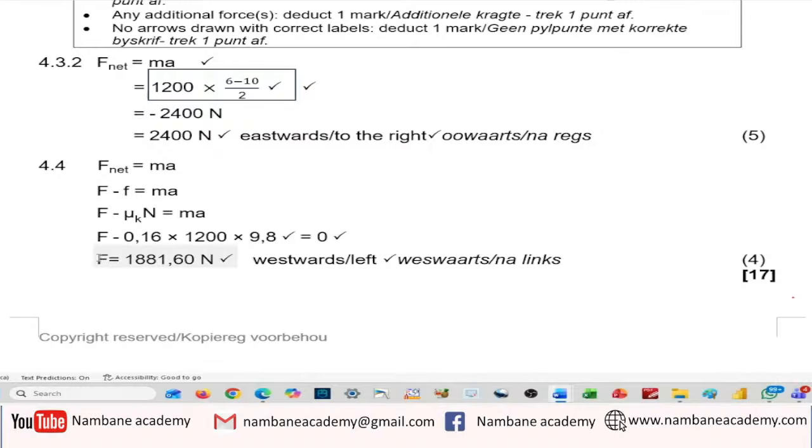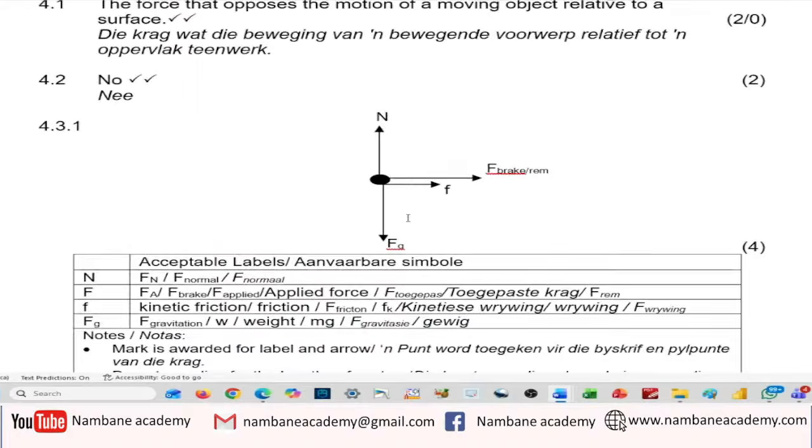And then F is equals to 1,881.60 newtons, 1 mark for the magnitude, and that will be westward or to the left, 1 mark for direction. So that will be the allocation of the marks for 4.4, and that is that for question number 4, colleagues.